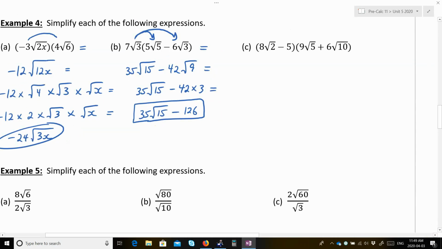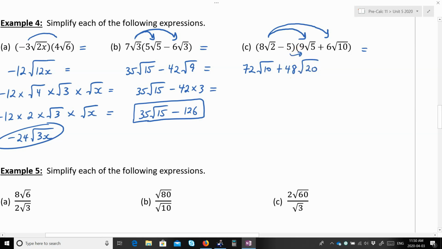And finally, example C. In this case, we have a bracket times a bracket, and so we have to do FOIL. So I'm going to do 8 root 2 times 9 root 5. 8 times 9 is 72. Root 2 times root 5 is root 10. And then you do 8 root 2 times 6 root 10. They're both positive, so I'm going to get positive 48 root 20.